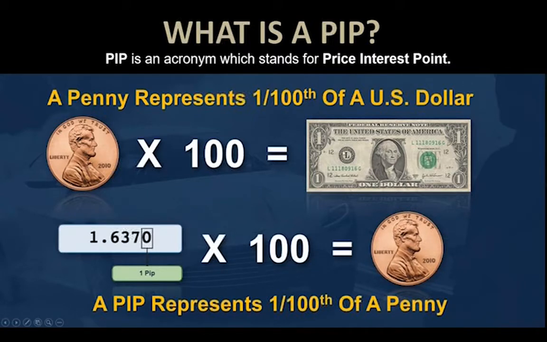So just as there are 100 pennies in a dollar, there are 100 pips in a penny. The pips are represented by these last 2 decimal points here. So the first 2 decimal points are your pennies. The second 2 decimal points beyond that are your pips. So very basic, very simple here. If you're taking notes, that's all you really need to know as far as what a pip is.